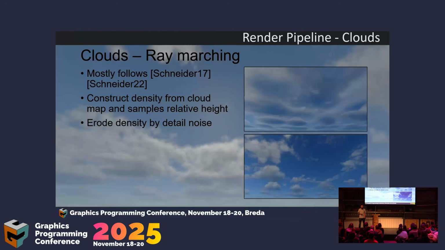At each ray marching step, we construct the cloud density from the 2D cloud map and the sample's relative heights, as you can see in the upper image on the right. Similar to the voxel fog, we erode the density using the tileable detail noise, which results in the lower image.